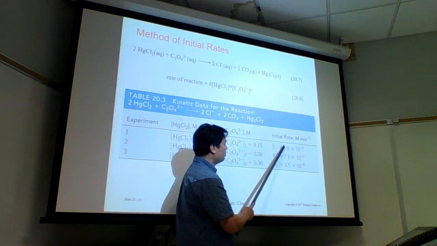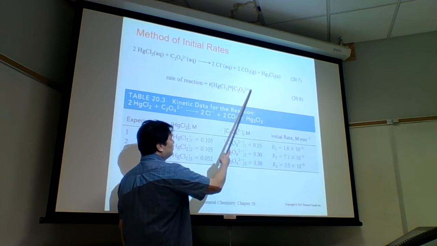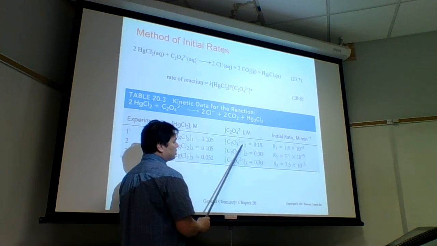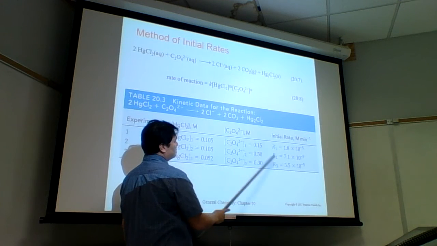quadrupled. We're going from 1.8 to 7.1. If the rate quadrupled, then this has got to be 2. It's got to be second order in oxalate. That is, if you double this, it's 2 squared, which quadruples.